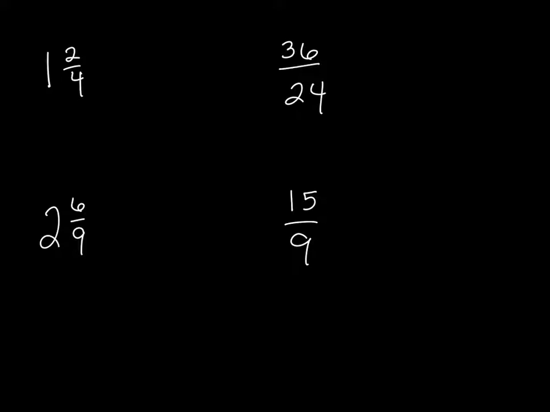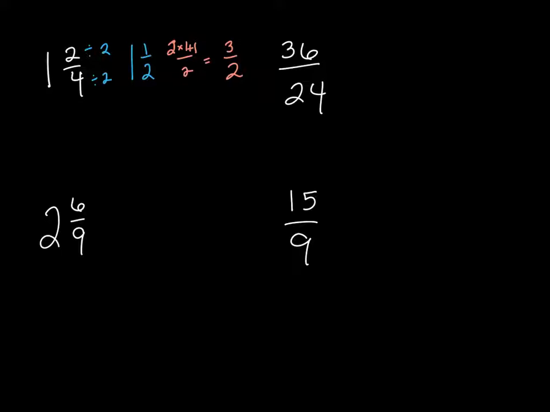So if we reduce it first, 2 and 4 can both be divided by 2. It should give you 1 and 1/2. Then to change that to an improper fraction, you'd have 2 times 1 plus 1, which is 3 over 2.